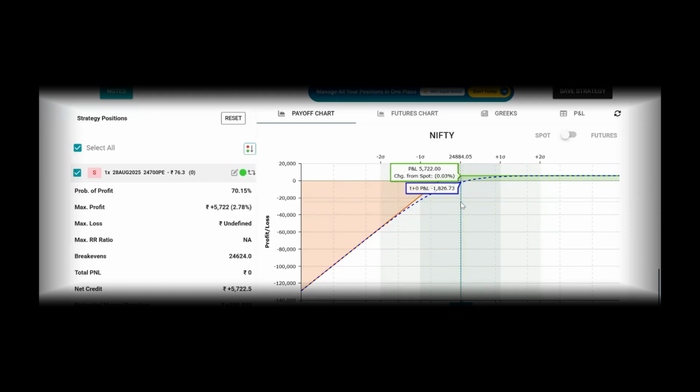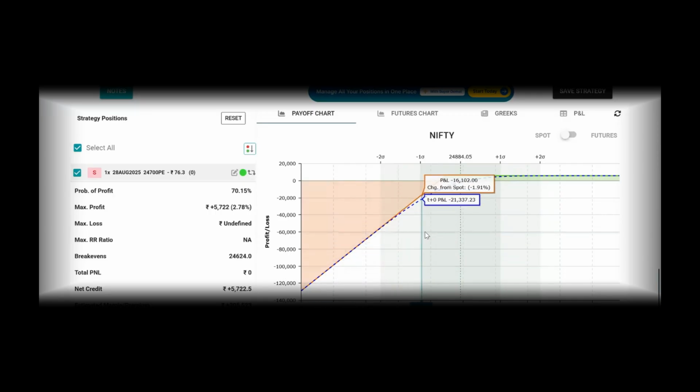Because that was the cost of the premium, 76.3 into 75. However, in case the market were to fall, then what would happen? For every 1 rupee fall from 24,700, we would have booked a leveraged loss. 75 into 1 is for 24,699 and so on. So this slope was hence negative.